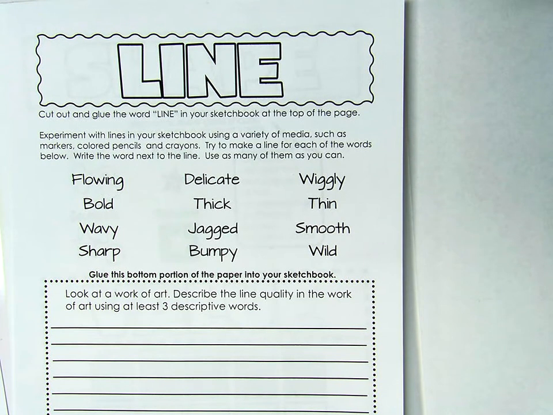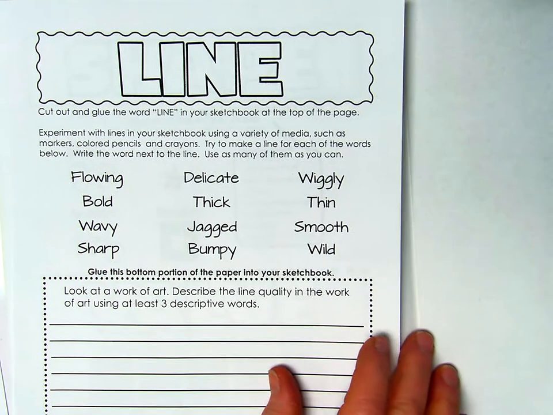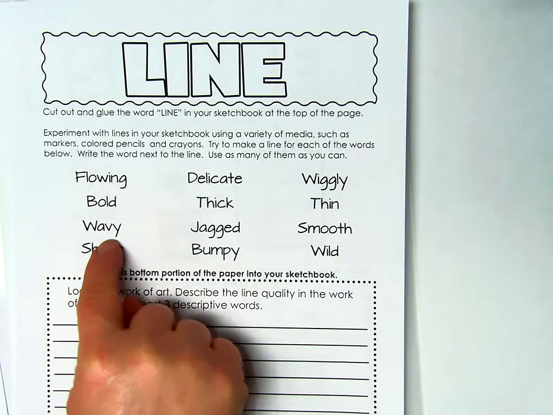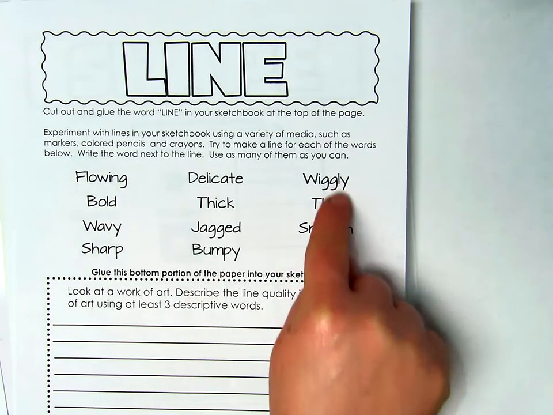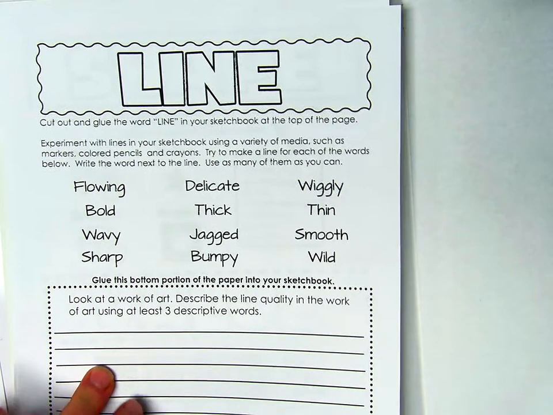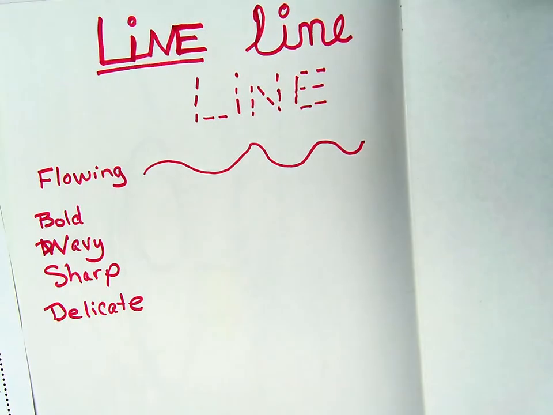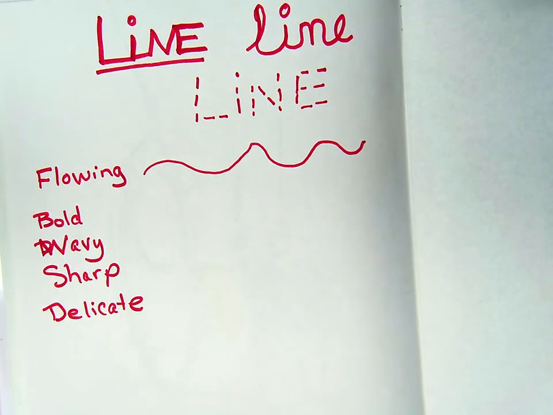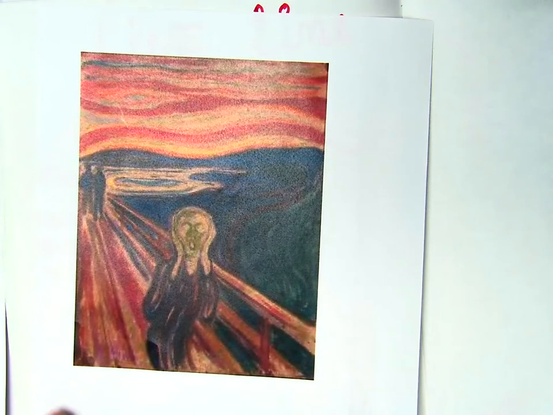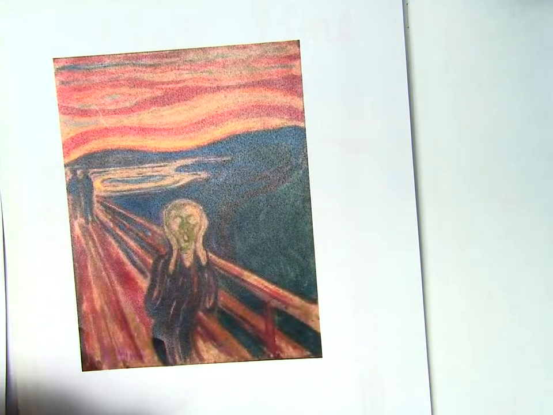Okay, so the next part says, look at a work of art, describe the line quality in the work of art using at least 3 descriptive words. And you can use some of the words right here. You can come up with your own type of descriptive words for line. That is up to you. But I would like you to do, I would say 3 sentences, okay, where you explain the different types of lines that you see in this picture.